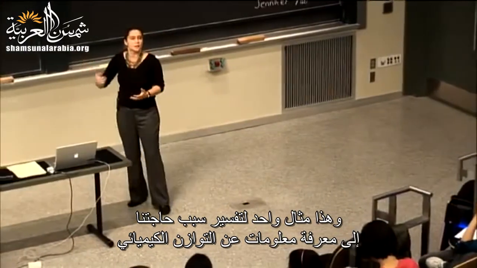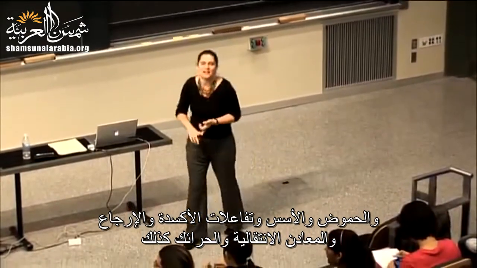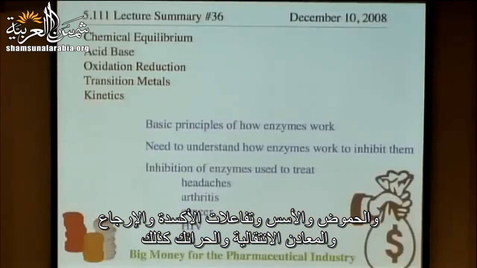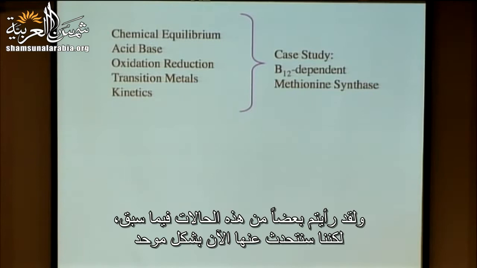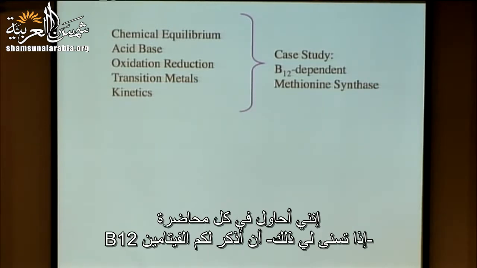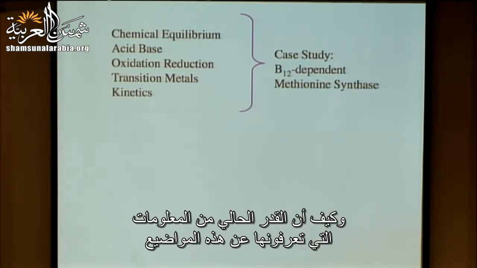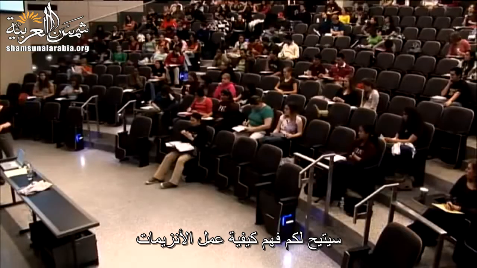And so that's one example of why you need to know about chemical equilibrium, acid-base, oxidation reduction, transition metals, and also kinetics. So I'm going to give you a case study. You've seen some of these examples before, but we're going to put them all together now. In every lecture, if I can, I try to mention vitamin B12. Here, we're going to tell you about a vitamin B12-dependent enzyme and how knowing what you know now about these topics would allow you to understand how this enzyme works.